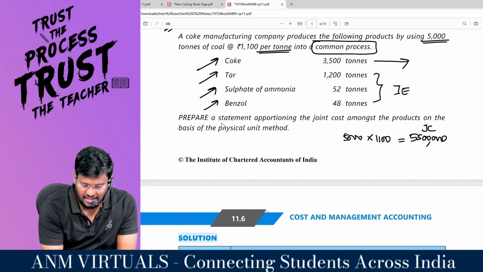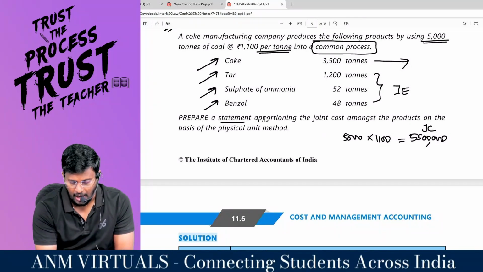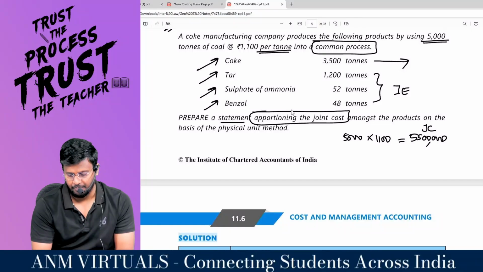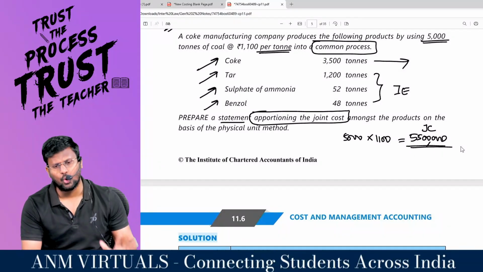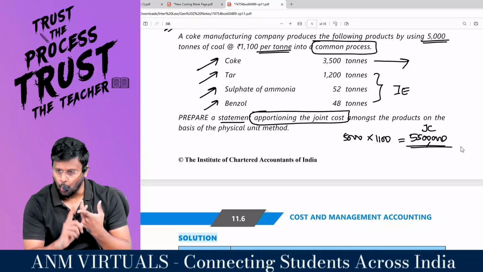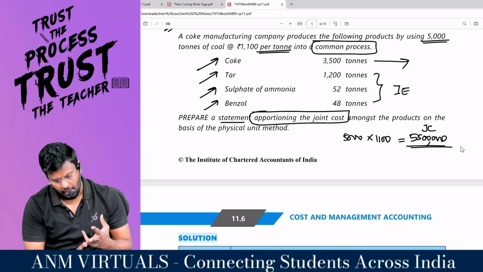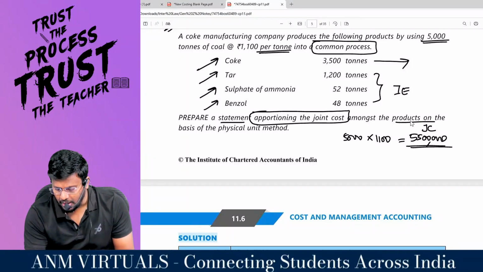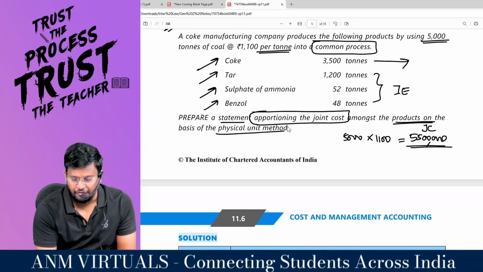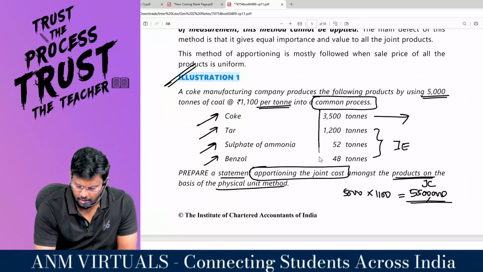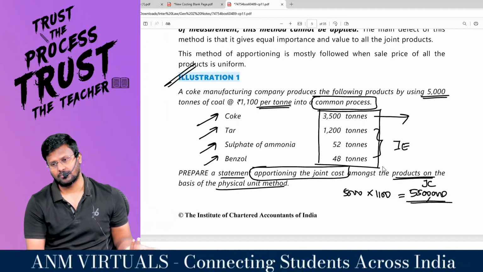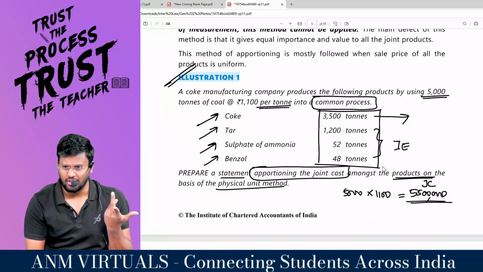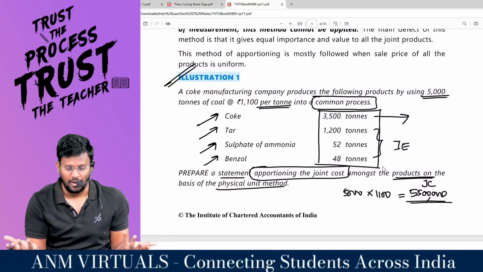So prepare a statement apportioning the cost. This 55 lakhs has not been incurred only for coke. It has been spent for coke, tar, sulfate of ammonia and benzol, to be apportioned among the products on the basis of the physical unit method. We have to split the 55 lakhs based on the tons. That's it. This is a 5-mark area for examination. Chapter over.